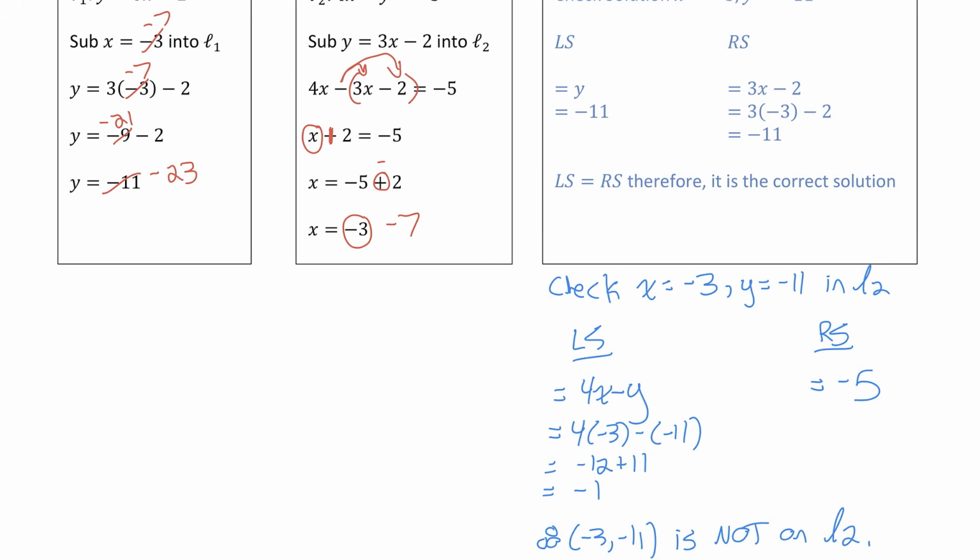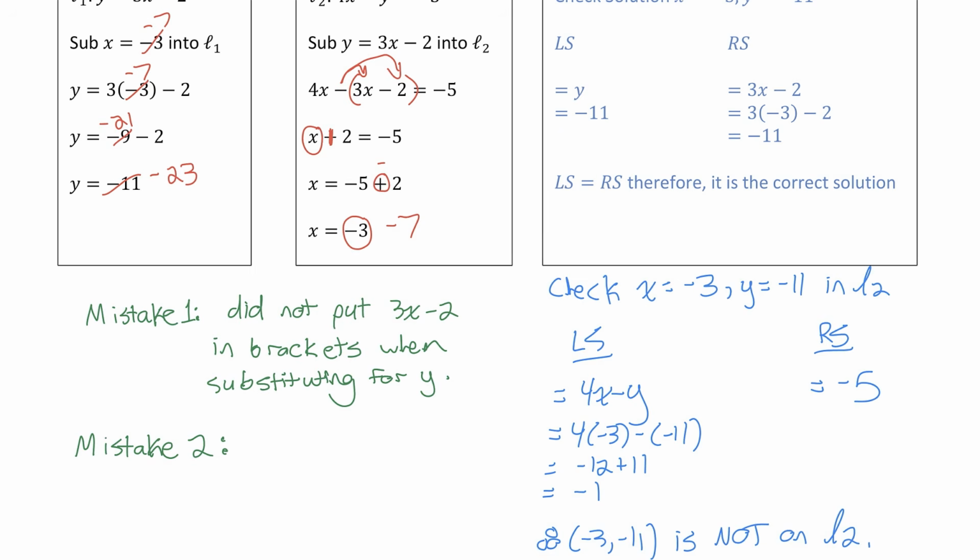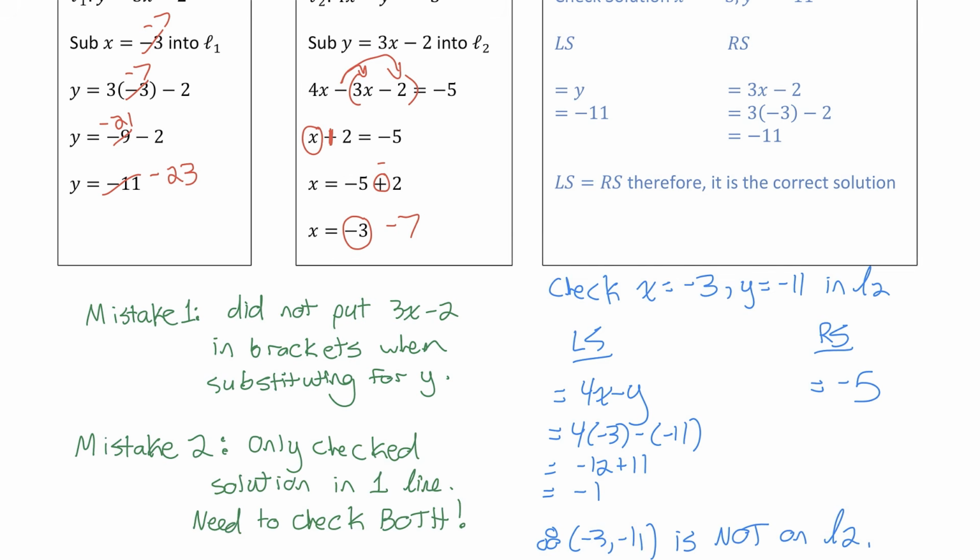So if I were to summarize the mistakes, when initially substituting 3x minus 2 in for y, it was not put into brackets. That resulted in an incorrect answer for x. Second mistake, only check the answer in one line, when for linear systems you have to check it in both lines. All right, let's move on.